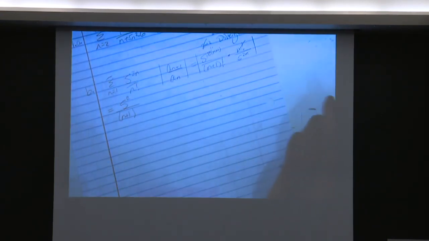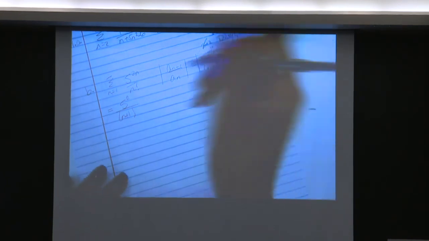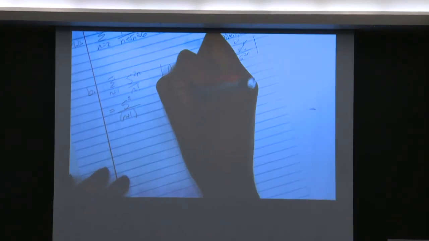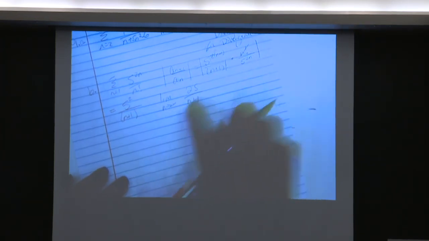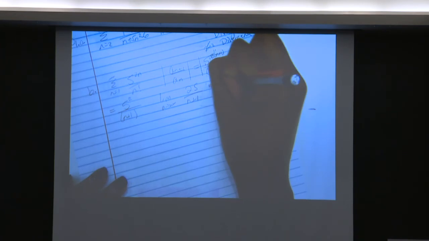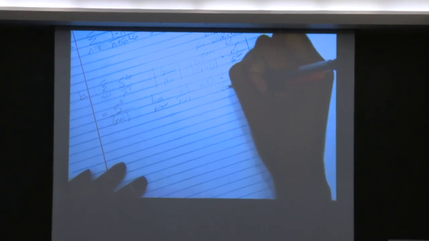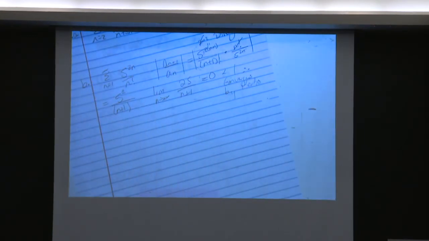So it'd be 5 squared, which gives us 25. And now I have to take the limit as n approaches infinity. So the limit as n approaches infinity of 25 over n plus 1. This blows up on the bottom, so this ends up going to 0, which is less than 1. Therefore, it converges by the ratio test. Clear? All right, cool. So let's move on.